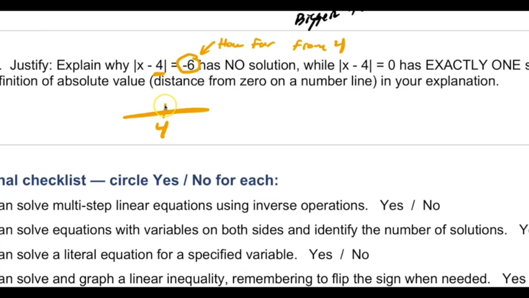Like, what does that mean? If you're 6 away, you're 6 this way, you're 6 that way. How are you being negative 6? It just doesn't make sense in this idea. So you can't be negative 6, not possible. You can't be negative away. It's a distance, it's always positive, so not possible.